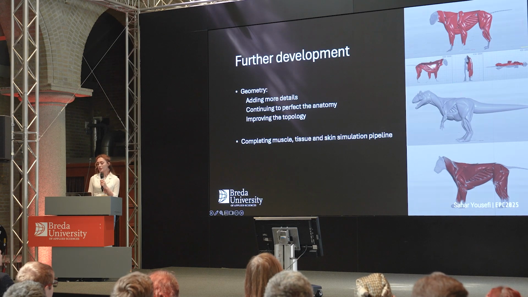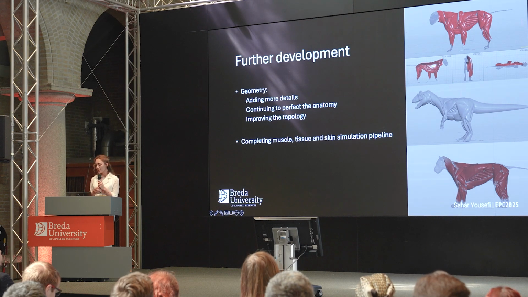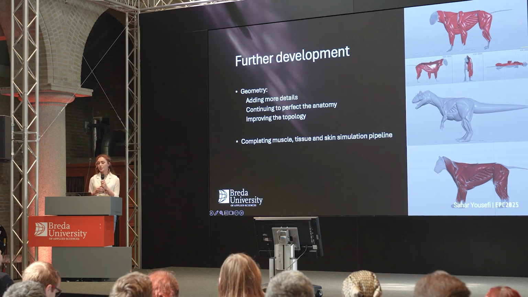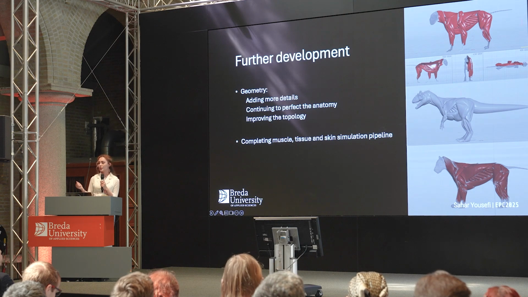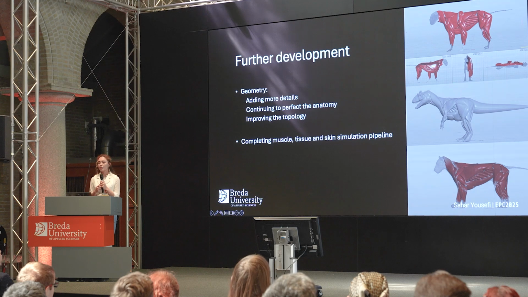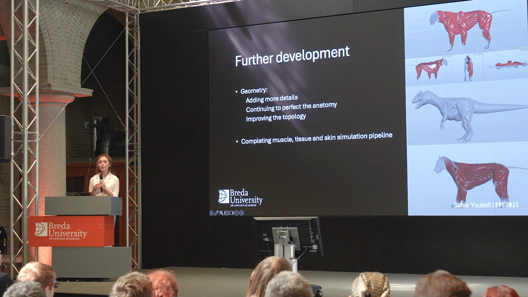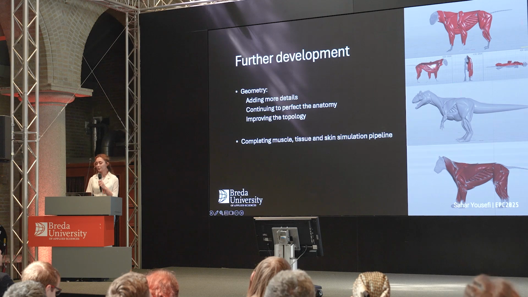So moving on, I see this project as something that can be endlessly improved, so I'm planning to continue working on this. I have added features such as adding multiple limbs to the animals, but I want to add more details like that. I want to continue to perfect the anatomy. Right now, it works really well for mammals, but as you can see here, it's not really working for lizard-type animals. I want to also improve the topology, and I will continue working on simulation as well.